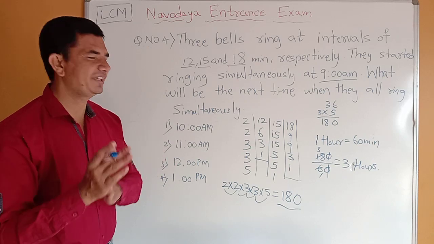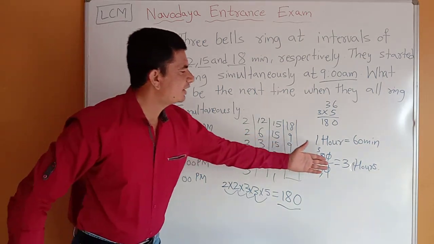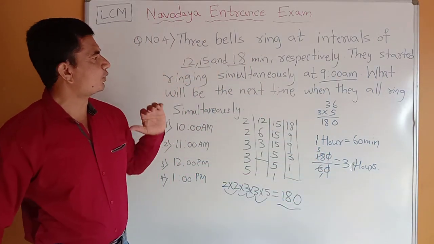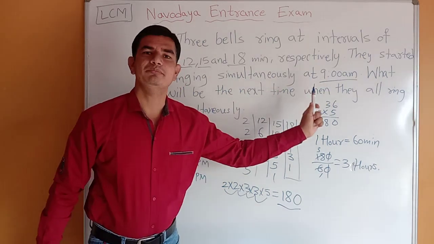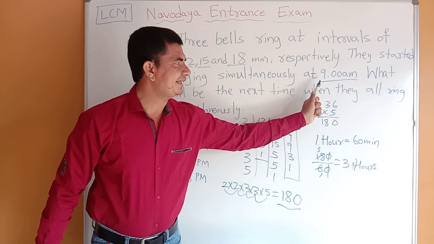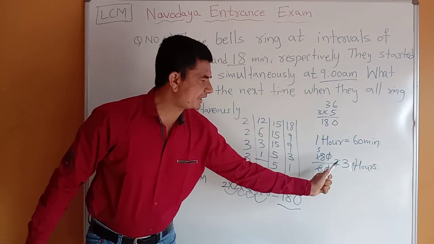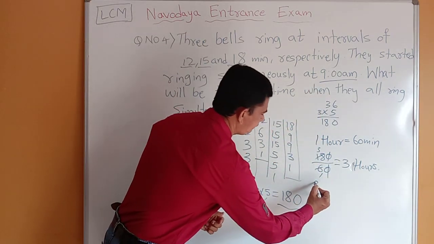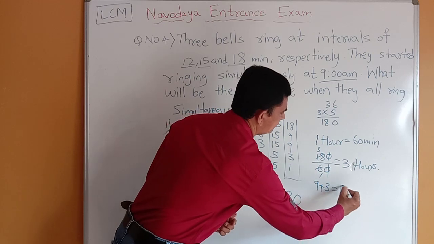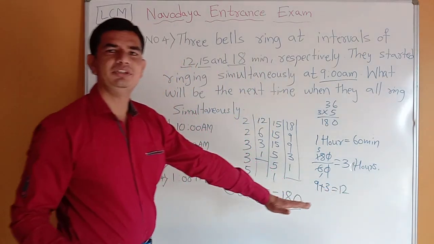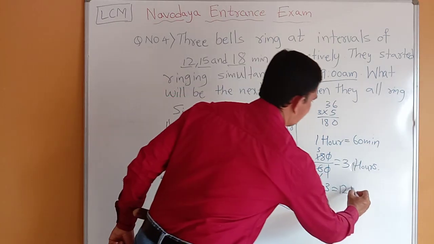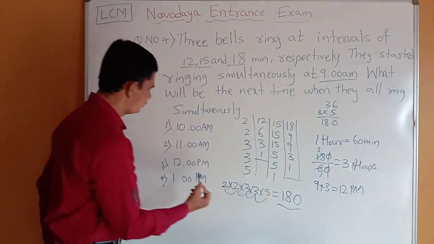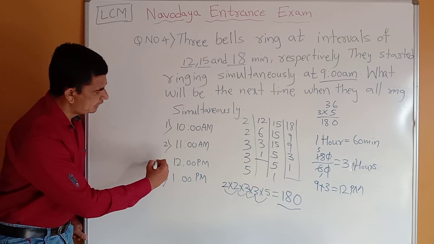Students, your thinking is right. Here it is 3 hours. Now come back to the question. They rang simultaneously at 9 a.m. So to 9 we have to add 3. 9 plus 3 is 12. AM or PM? Afternoon means PM. So 12 PM is the answer. The third option is there, 12 PM.